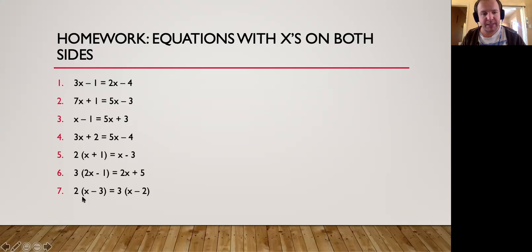You'll see for number 7, you have to do the brackets twice. So you're going to do the brackets for 2x, the 2, and the x minus 3, and then over here for the 3 and the x minus 2.